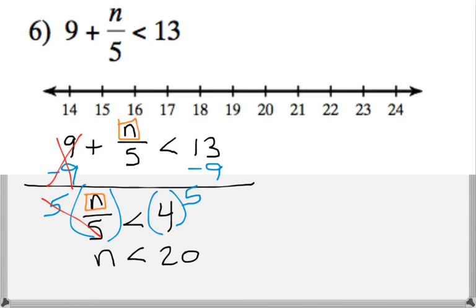Find your 20 on the number line. It's going to be an open circle because we do not have the or equals to part, and we want everything that is less than that 20. So that's over here to the left. We can go ahead and draw our line. So hopefully watching this video has helped explain how to solve and graph your two-step inequalities.